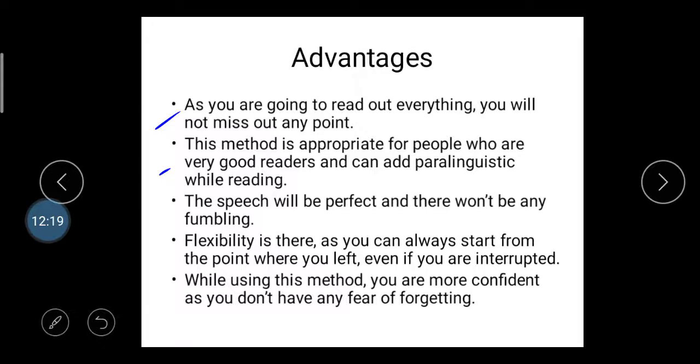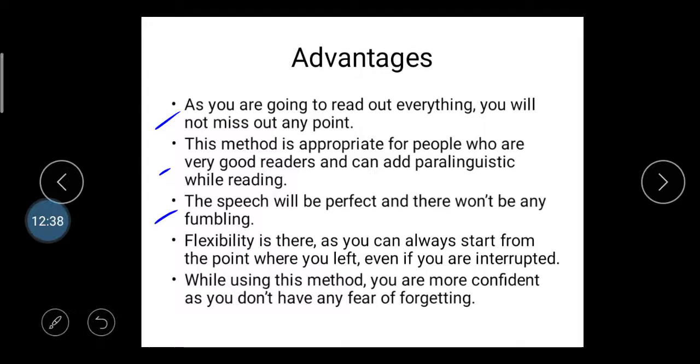Then the third advantage is the speech will be perfect and there won't be any fumbling, because you have the oral idea and you have the script, so you won't fumble and you have the oral points with you. So in public speaking it creates an impact on the public.